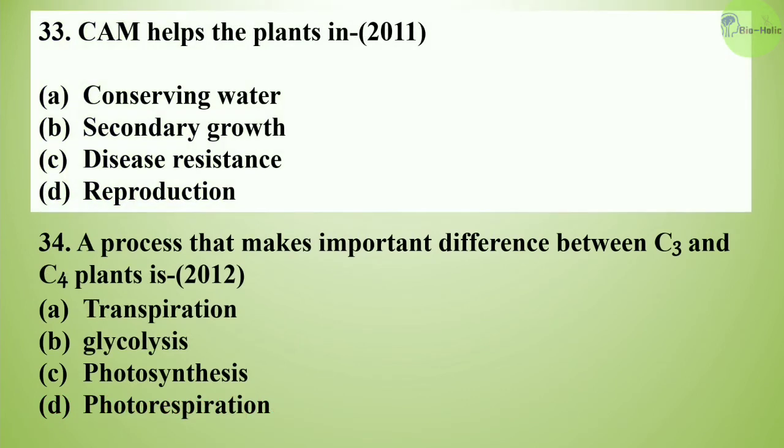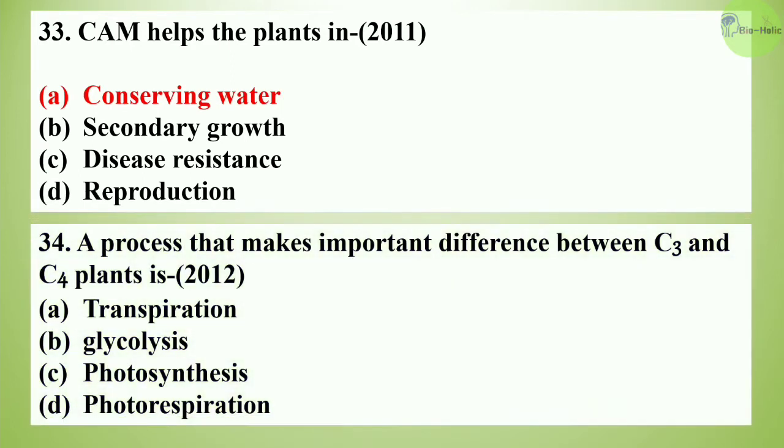Next is CAM helps the plants in conserving water, secondary growth, disease resistance, or reproduction. We know CAM plants are the orchids or cactus that is present in the desert, and they use a mechanism that prevents the water loss from their cells. So CAM pathway helps the plant in conserving water.